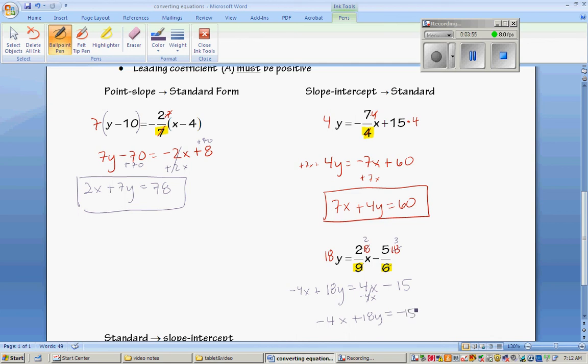Just multiply or divide by negative 1, however you like to think of it, and now you have 4x minus 18y is equal to positive 15. And you're done.